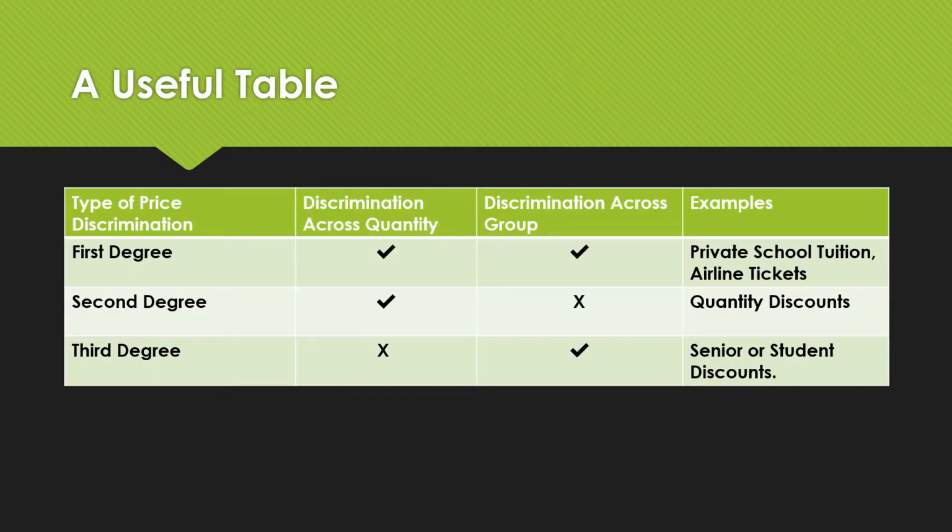On this slide, I made a useful table showing all the different types of price discrimination and some examples of where we can see each of them. For first degree price discrimination, some examples include private school tuition and airline tickets. Second degree is quantity discounts, such as bulk discounts. And third degree is discounts for seniors or for students, so you're able to separate high and low demand groups.